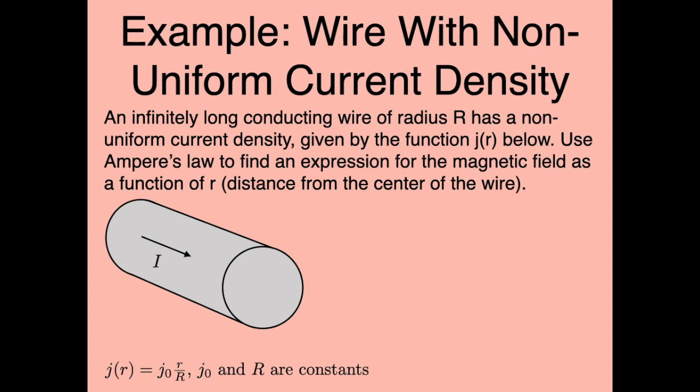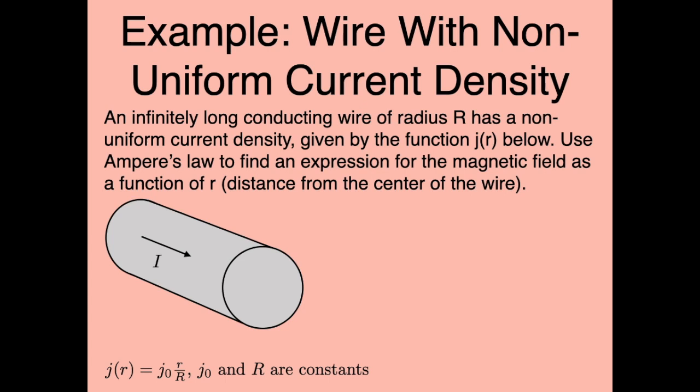J as a function of r is equal to J naught times little r divided by big R. So in this expression you see here, J naught and big R are both constants. But little r isn't, right? That's your distance from the center. So what this is saying is, as you go out from the center of the wire, the current density gets bigger and bigger. That's what's happening here. So what we're going to do is use Ampere's law to find an expression for the magnetic field as a function of r. Again, that's our distance from the center of the wire.